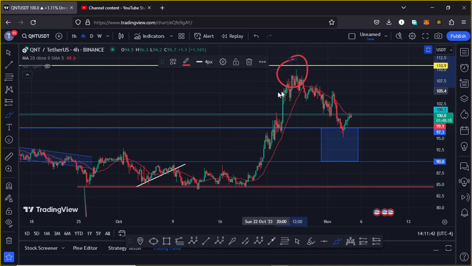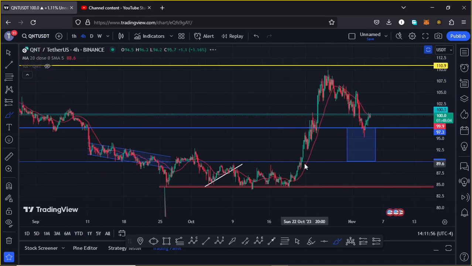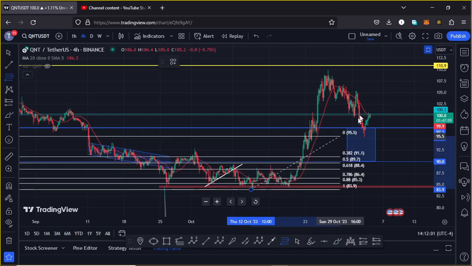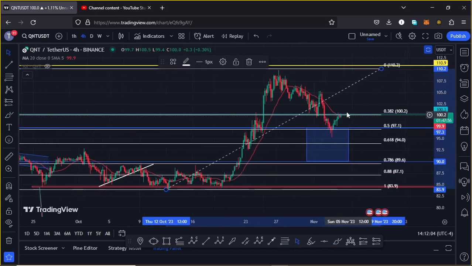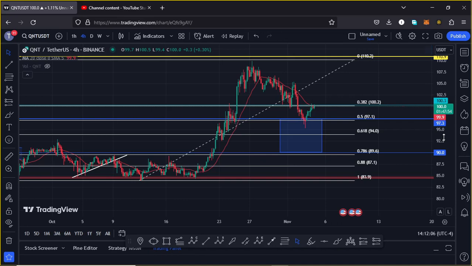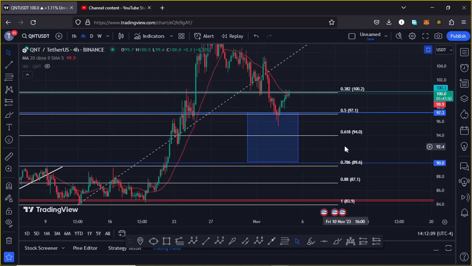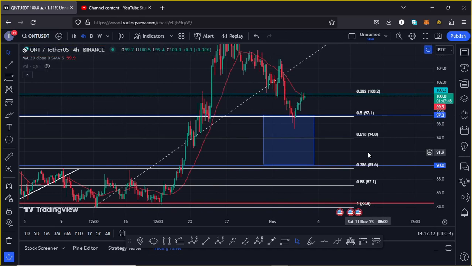And after getting rejected over here, you can see that we have been seeing much of a pullback on the charts into the minimum target area that I gave you in my previous videos using the Fibonacci. I connected the fibs from the lows that we made at around the $84.5 mark to that high at around the $110 mark, giving me a target area between the fib level 0.5 and the fib level 0.78, and that was between the $97.1 mark and the $89.6 mark, which is an area that we are yet to fully maximize.